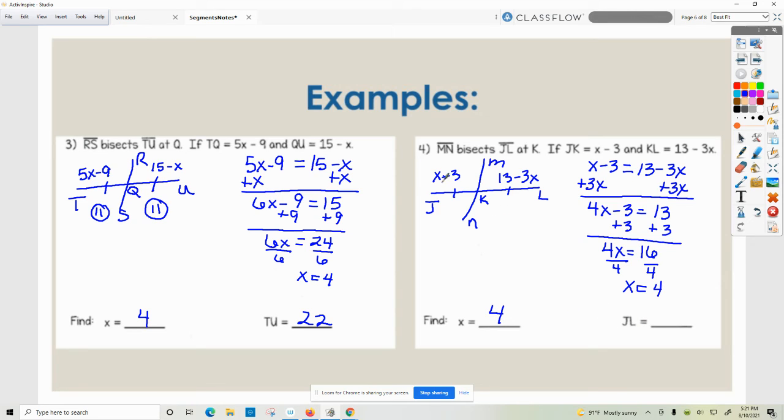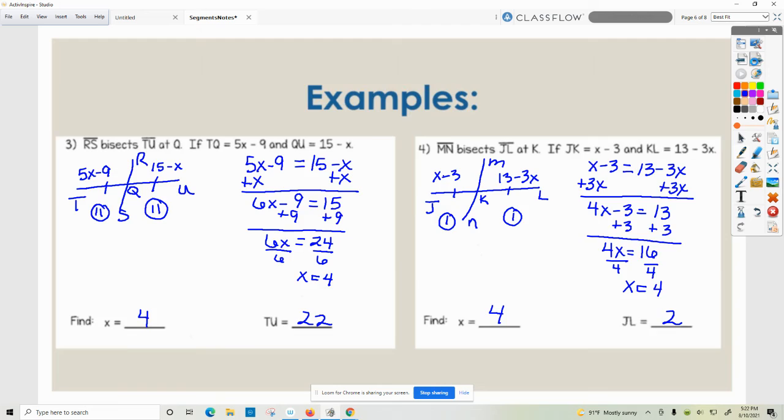So I'm going to come back up here and plug in X is 4. 4 minus 3 is 1. And here it's 3 times 4 is 12. 13 minus 12 is 1. So the length of J to L is 1 plus 1, which is going to be 2.